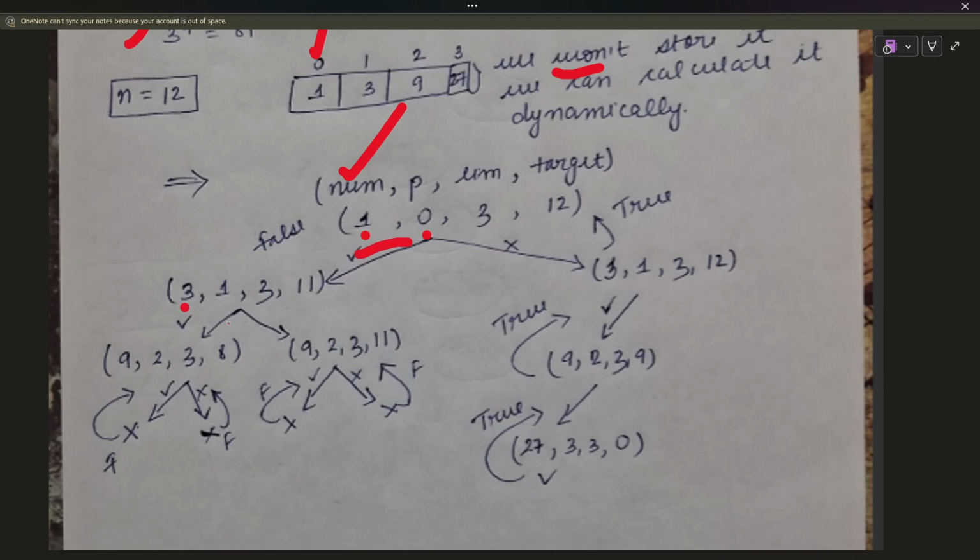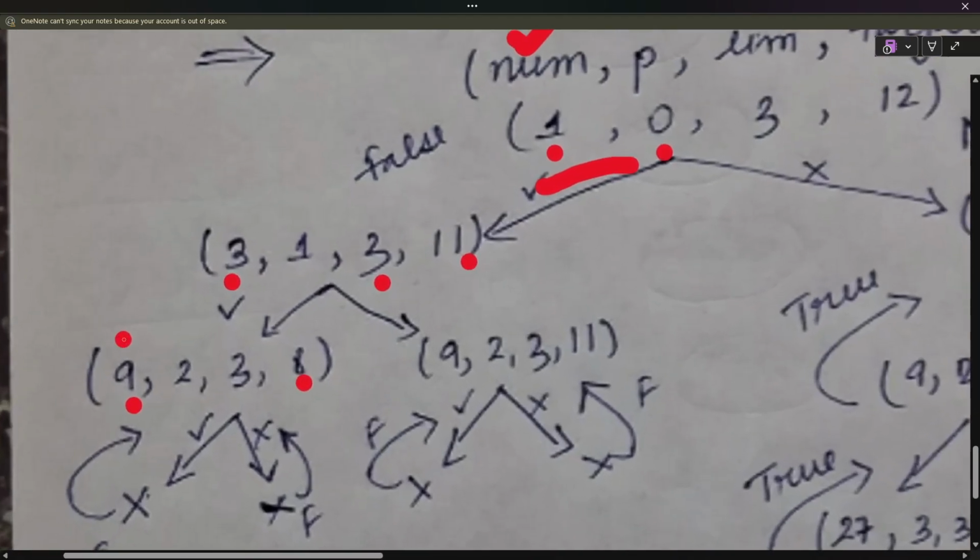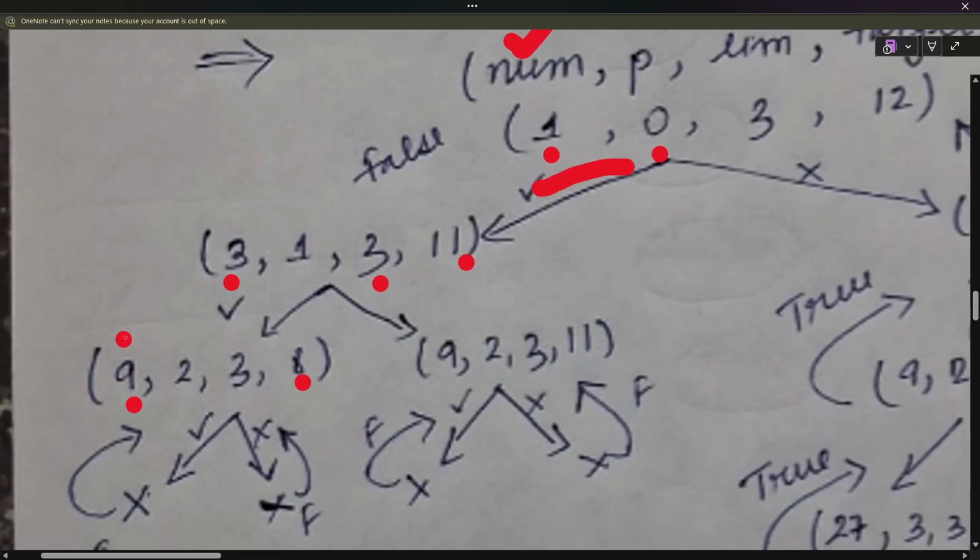Okay, 3 and 3, we subtract it, it becomes 11. Now we move further. Here we can see 9 is greater than 8. 9 is what? It's 3 to the power 2. This is our power.